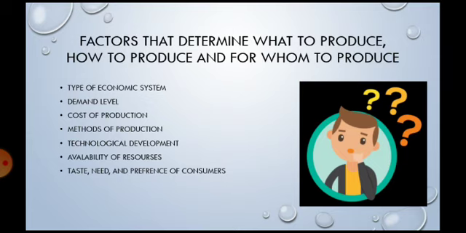Another point is the availability of resources. The quantity of resources available will determine what to produce, in what quantity. In a situation where there are abundant resources, more goods will be produced.